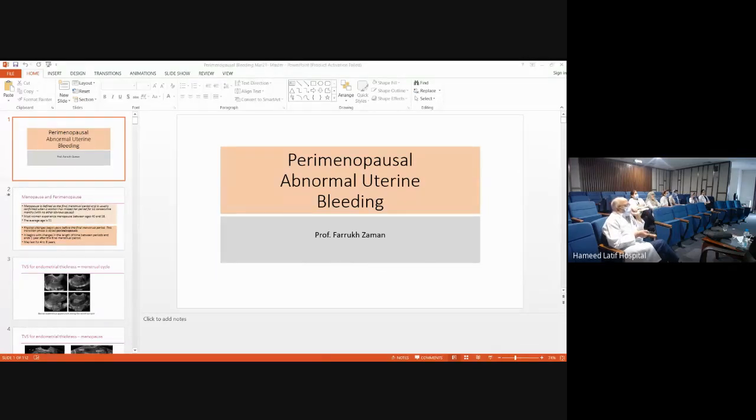Now, after the shedding is complete and the menstruation stops, you see here that the endometrium is just a thin line, and here the measurement is given. It is about 0.2 centimeters, or 2 millimeters. This is 2 millimeters.